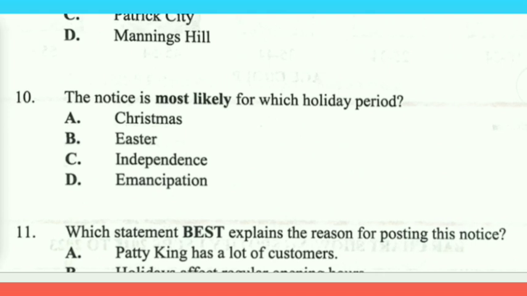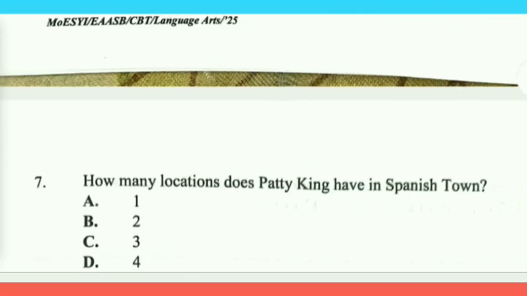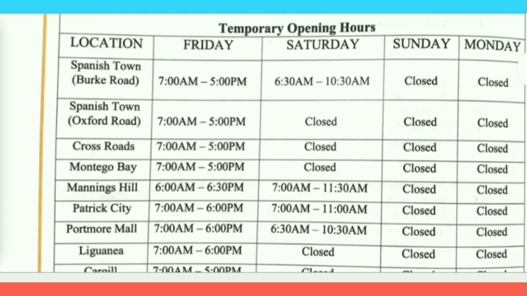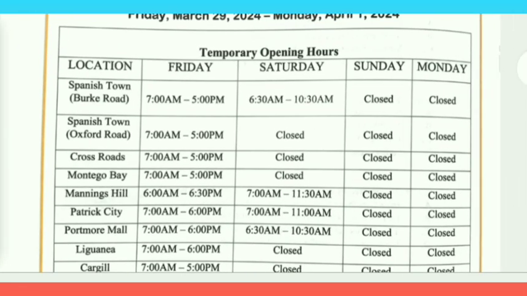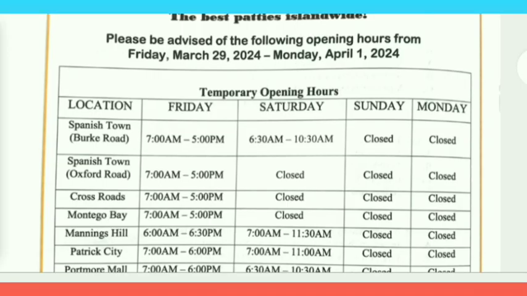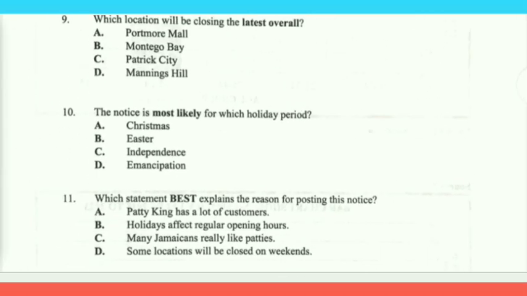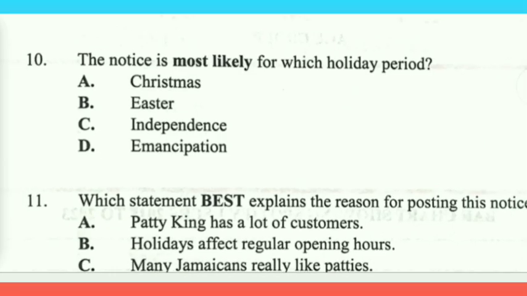Number 10. The notice is most likely for which holiday period? All right, so we have Christmas, Easter, Independence, Emancipation. Let's look at the advertisement again. It says, look at the date, Friday, March 29 to Monday, April 1. So that's the biggest giveaway for us. Now let's look at the holidays. Christmas is not in March nor April, so it can't be A. Independence is in August. Emancipation is in August. We know it's B. Easter is within that period.